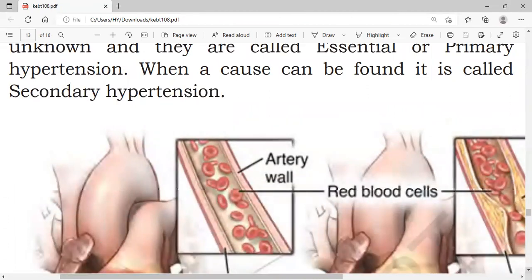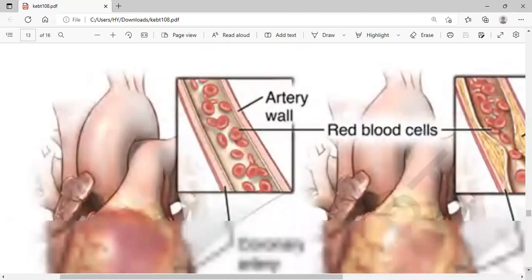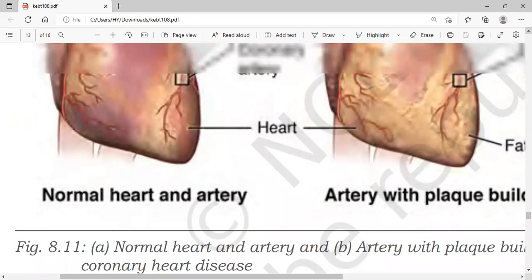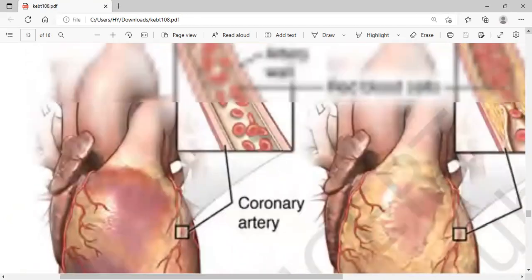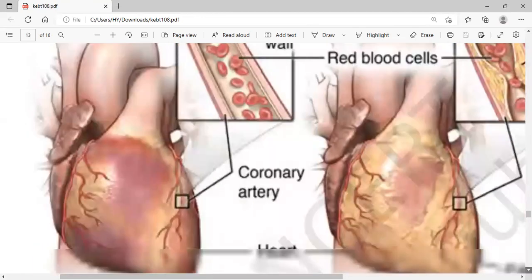When a cause can be found, it is called secondary hypertension. And these are the two types of hypertension. When cause cannot be found it is primary and when cause is found it is secondary. Normal heart and artery look like this. An artery with plaque buildup is looking like this. So more yellow or fatty substance is present in their arteries, and the reduced blood flow is there. So increased pressure is there on the heart.